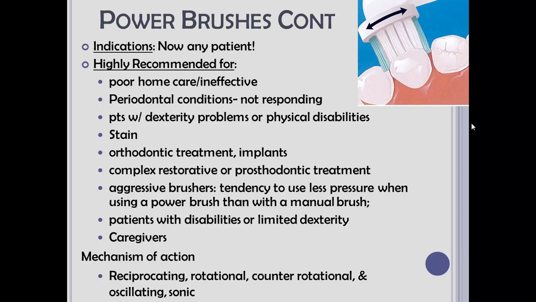When you want to highly recommend a power brush is if the patient has poor home care or ineffective periodontal conditions, especially if they're not responding, patients with dexterity problems or physical disabilities, if a patient has a lot of stain or ortho or implants, complex restorative or prosthetic treatment. Aggressive brushers actually do a lot better because you usually can't overdo it with most of the electric toothbrushes. Patients with disabilities. For caregivers, it can be very helpful for someone who's trying to brush somebody else's teeth.